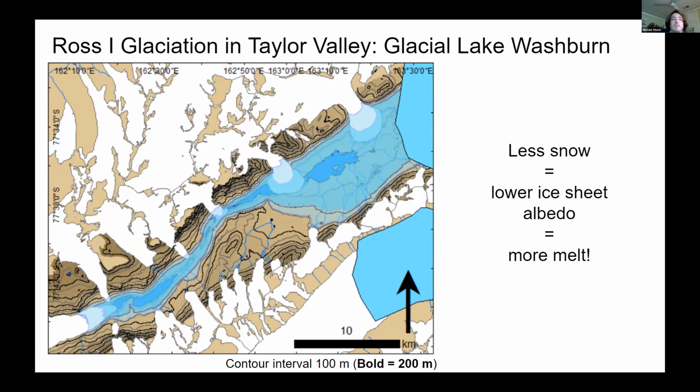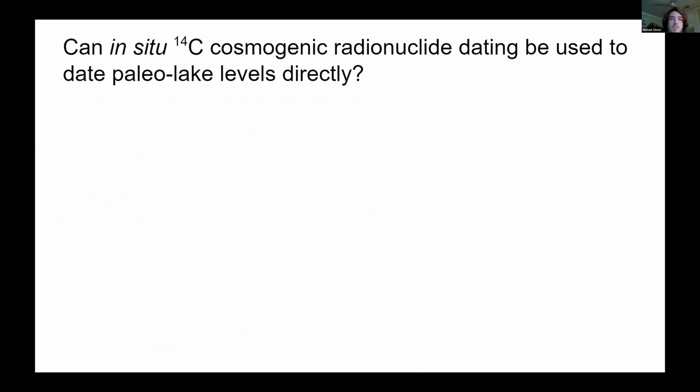So in comes inorganic radiocarbon in the form of in situ carbon-14 cosmogenic radionuclide dating, where we would just pick up a rock from the surface, say, okay, this was set down by an ice sheet and then immediately covered by a lake, allegedly.